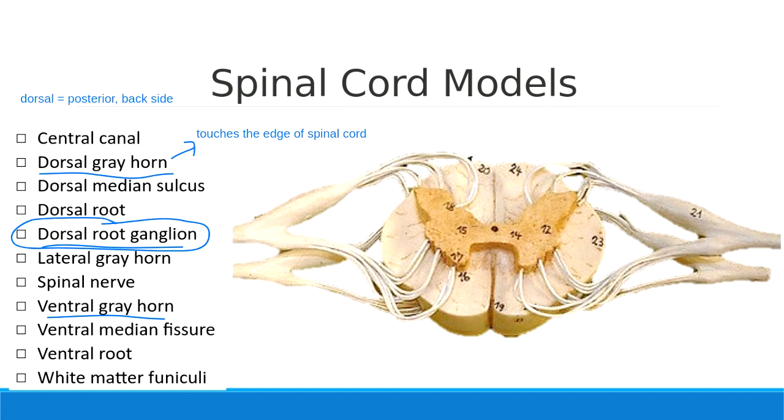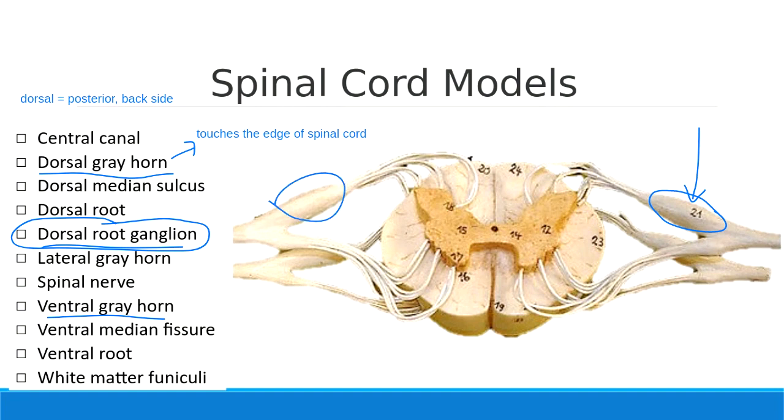So the dorsal root ganglion, that's really the first thing you want to look for every time you look at a spinal cord model. The dorsal root ganglion, I can see it right here on this particular model. See this bump that's back here? I can see it over here as well. See this bump that's back here?